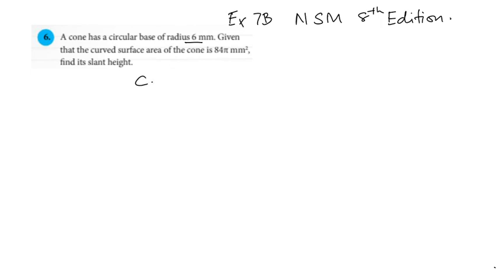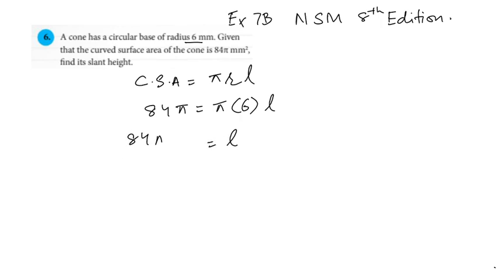Very well, the curved surface area is equal to pi RL for a cone, and it is given to be equal to 84 pi, which is equal to pi, R is 6 millimeters, and L we have to find. The slant height we need to find. So slant height is equal to 84 pi divided by 6 pi. This pi will be cancelled by this one, and 84 divided by 6, we get L equals 14 millimeters. This question was very simple.